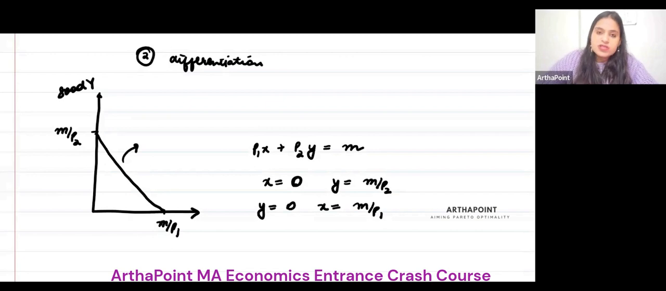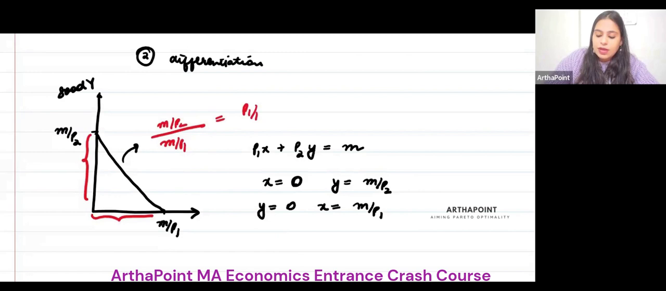The slope of this budget line will be perpendicular by base. So it will be M by P2 divided by M by P1. So this will give me P1 by P2. And since this is downward sloping, it's negatively sloped, I'll put a negative here. So this will become the slope of my budget line, which will be minus P1 by P2. This is one way of finding the slope. We can have another way of finding the slope also.